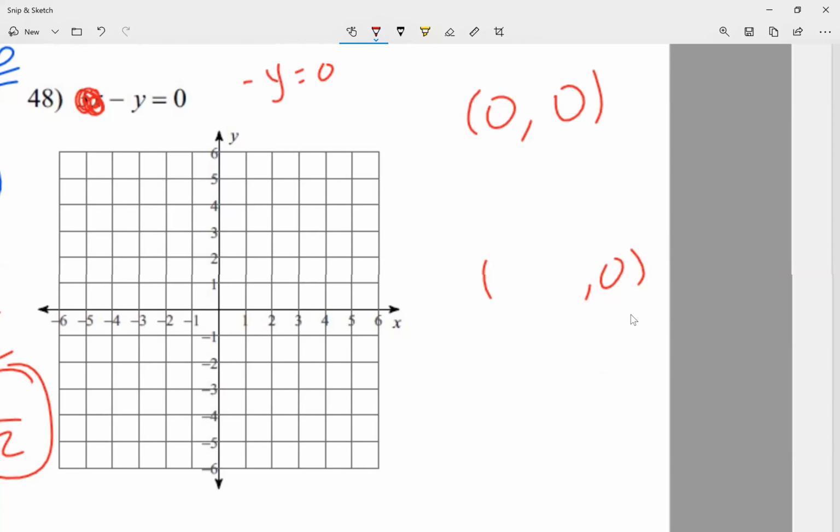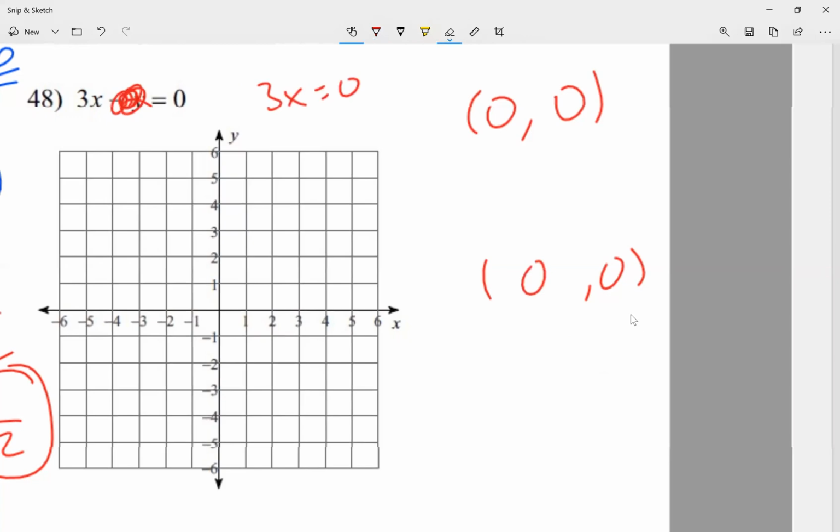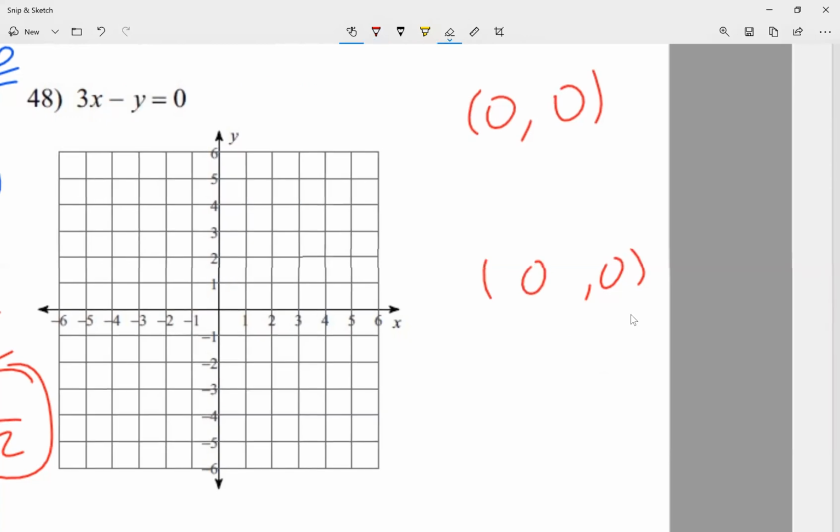Now for the other point, we're going to say let y is equal to 0. So what does that mean? Ignore the y term. So that just gives me 3x is equal to 0. Solve for x. Don't we get that x is equal to 0? Now, when the 2 points are basically the same point, I will have to use my slope.